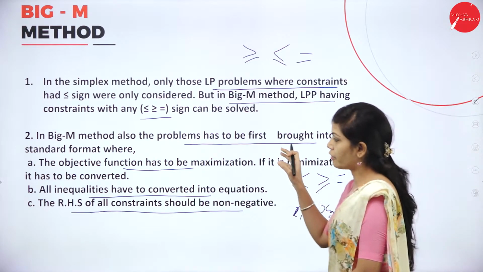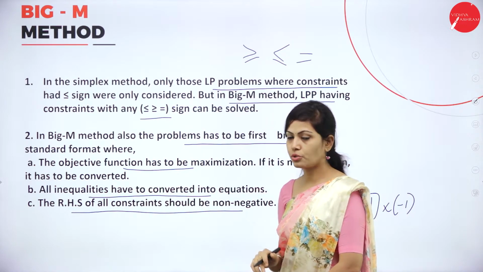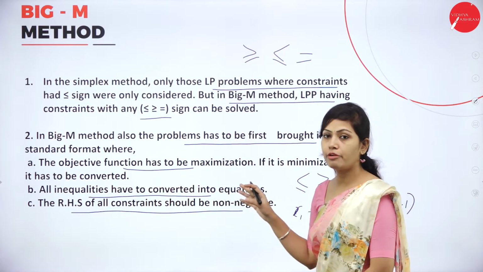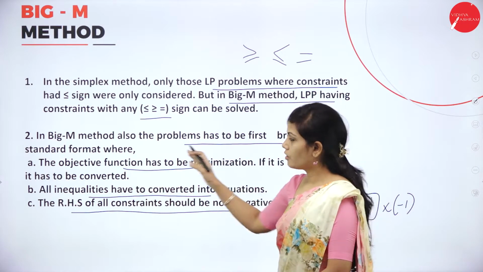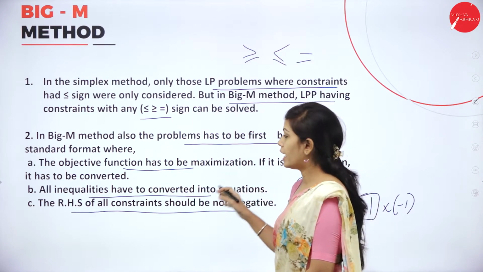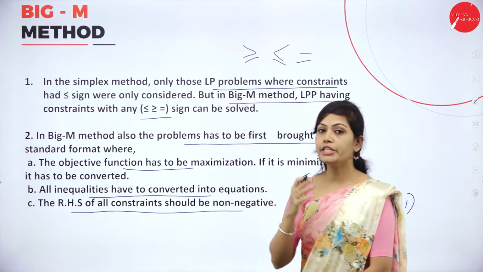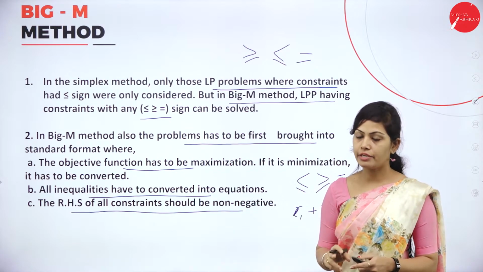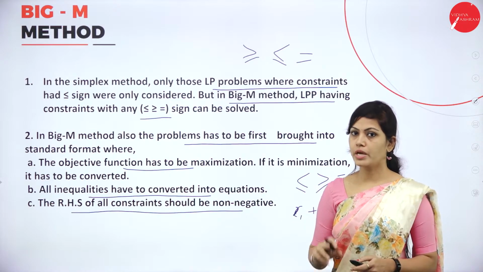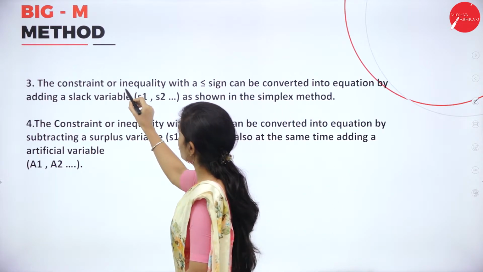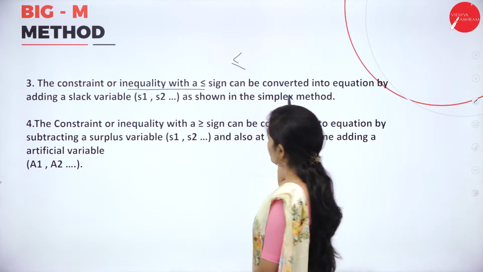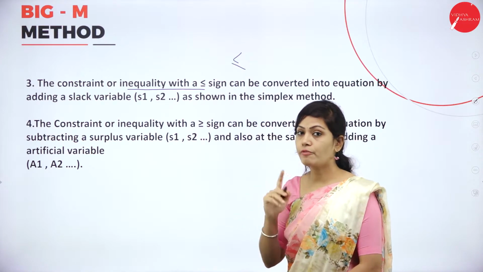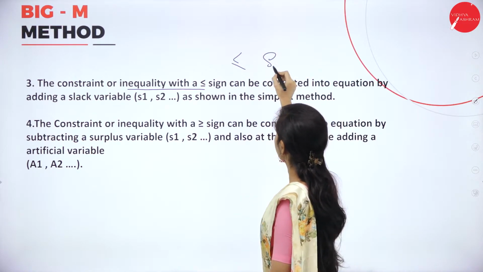So these are the steps you have to follow in the BigM method also. Here we have to use some rules. The objective function has to be maximization, all inequalities you have to convert into equalities, and the RHS of all constraints should be non-negative in the BigM method also. And the next step, the constraint or inequality with less than or equal to sign can be converted into an equation by adding slack variables in the simplex method.